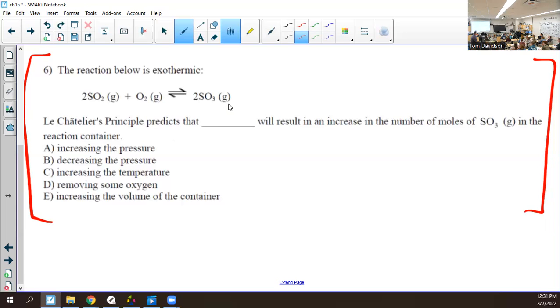Okay. The first thing you should do, it says it's exothermic. So don't leave that in your head. Put it down here. Exothermic means heat is a product. Okay, now let's go to town.